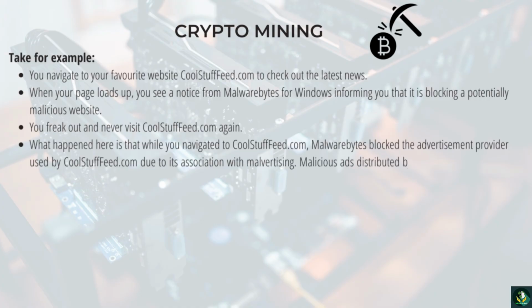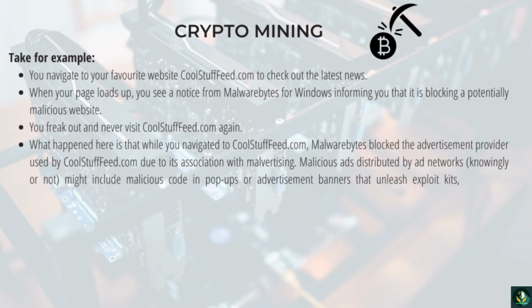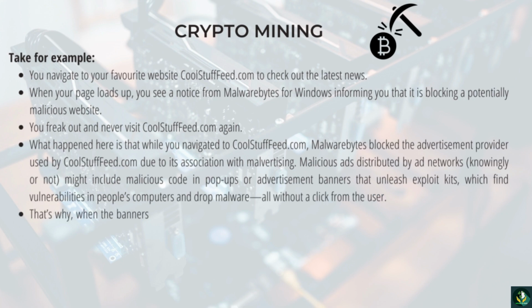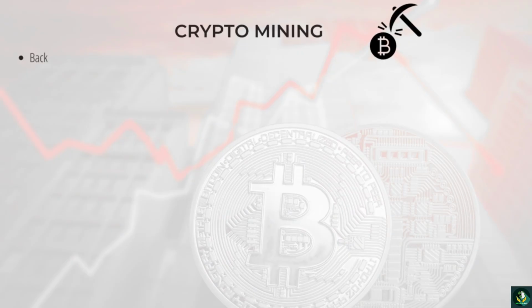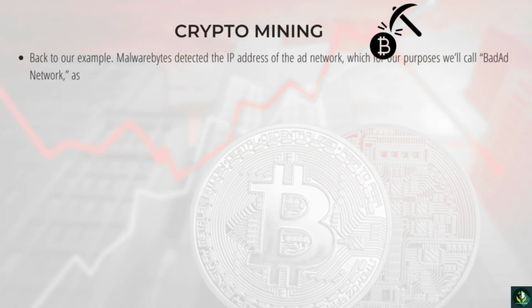its association with malvertising. Malicious ads distributed by ad networks, knowingly or not, might include malicious code in pop-ups or advertisement banners that unleash exploit kits, which find vulnerabilities in people's computers and drop malware, all without a click from the user. That's why, when the banners attempt to load or pop-ups attempt to pop, we block them before they have a chance to cause any damage to your system. Back to our example, Malwarebytes detected the IP address of the ad network, which for our purposes we'll call Bad Ad Network, as being involved with the distribution of malicious ads.